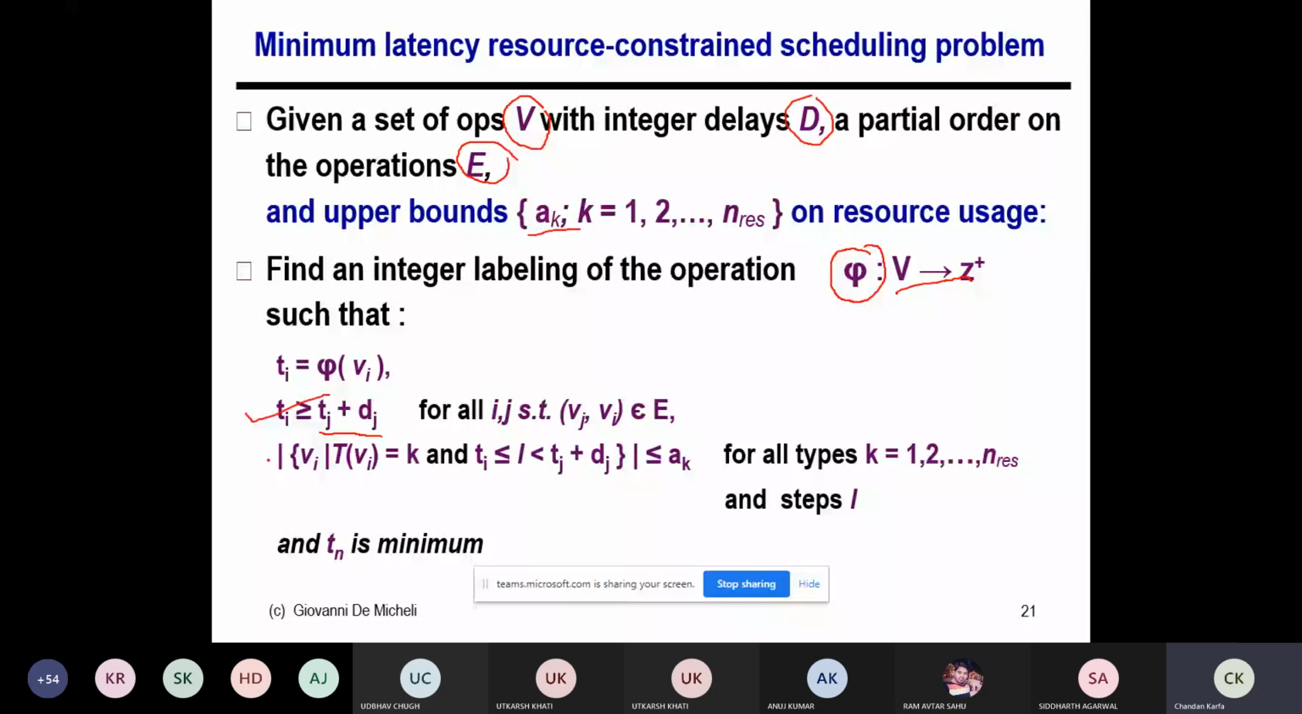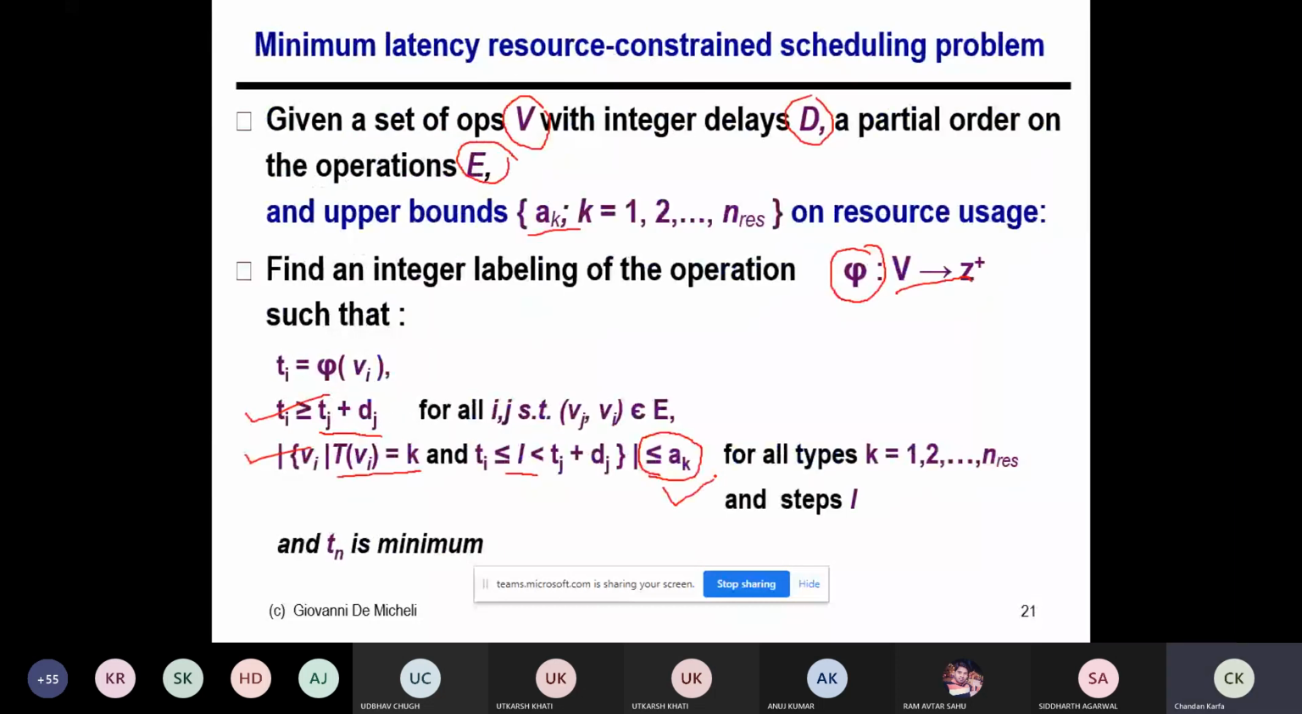And also at every time step, the number of resources of each type in use should be less than or equal to the resources available, right? So what does it mean? If there are two multipliers available, I can schedule at most two multipliers at a time step, right? So tau of Vi is nothing but the type of operation of Vi, and all the operations whose type is k, if they are live at time step L, their count should be less than AK. Okay, that is what I already discussed in the last class.